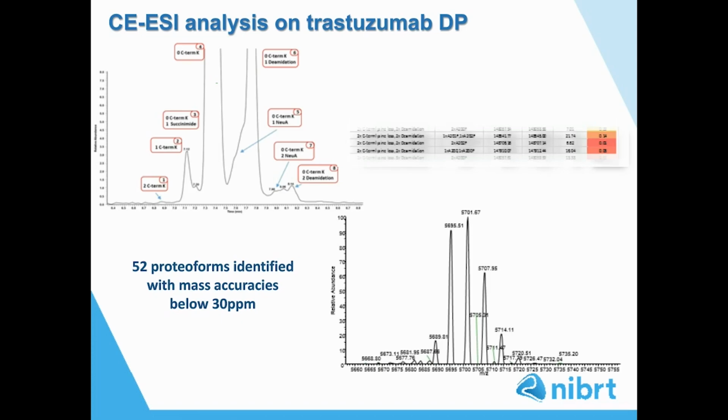So considering this huge sample complexity, I think it's really a key advantage to have the CE or the LC charge variant separation before the MS analysis, with respect to what is usually done with the direct infusion or with the reverse phase intact analysis.